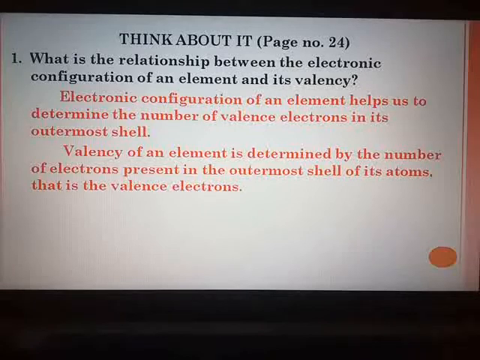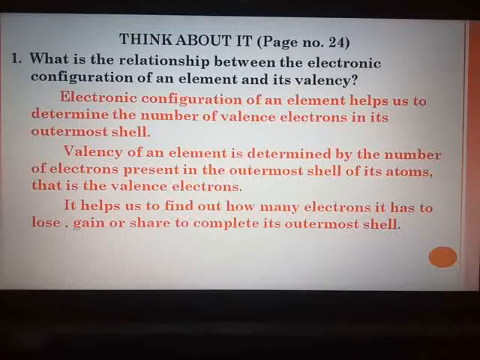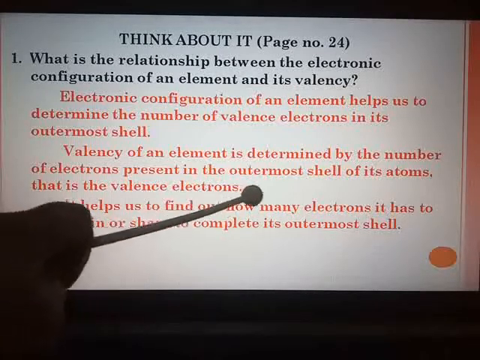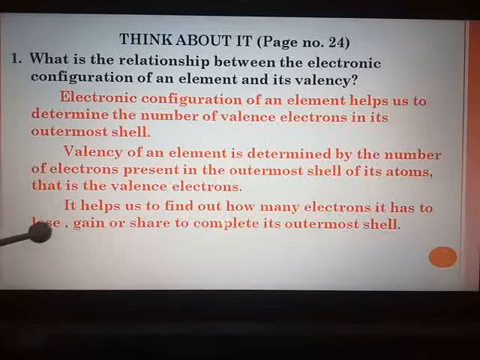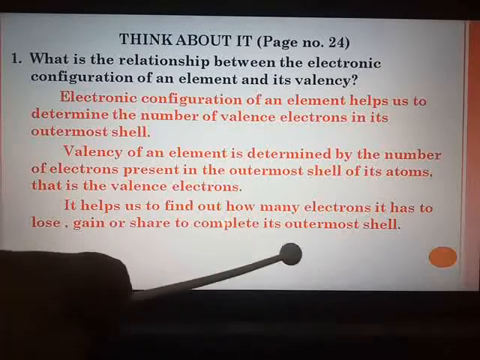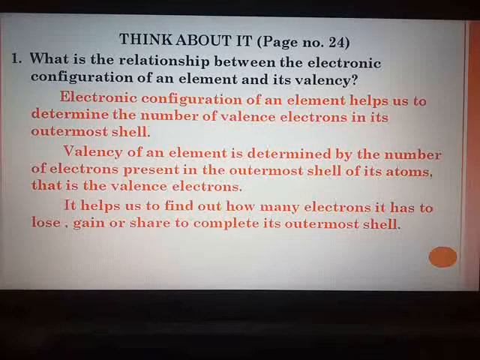6 determines that 2 electrons are going to be accepted, and 2 is the valency. So it is not the number of electrons in the outermost shell, but it is determined by the number of electrons in the outermost shell. It helps us to find out how many electrons it has to lose, gain or share to complete its outermost shell. This is the relationship between the electronic configuration of an element and its valency. This we have already discussed last time.